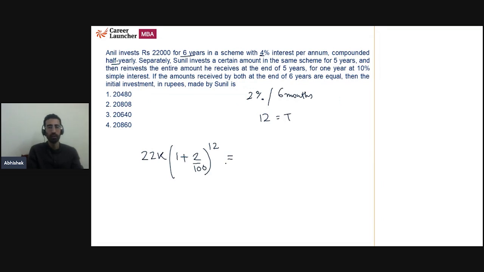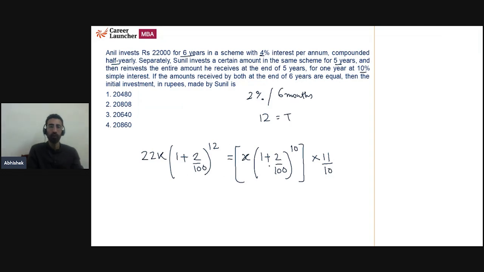What will Sunil receive? Sunil invests, let's say x, in the same investment, 2% every 6 months. 5 years means 10 periods of 6 months each. This is the amount received at the end of 5 years. And then this money grows at 10% for 1 year. That's the simple interest. Increase of 10% means a multiplying factor of 11 by 10. So yeah, that's it, right?